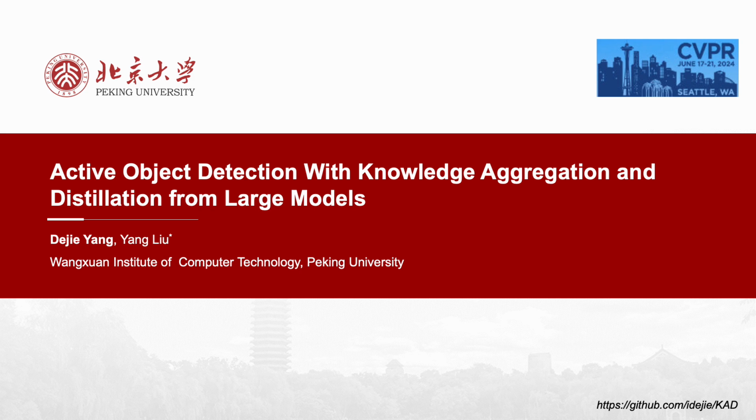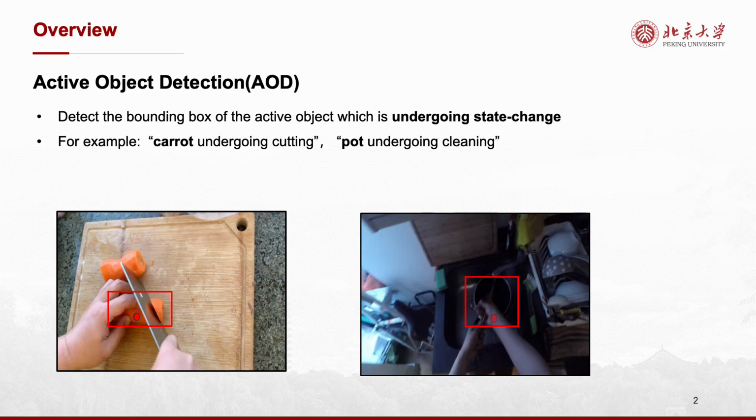Hi, welcome to our paper, Active Object Detection with Knowledge Aggregation and Distillation from Large Models, and we are from Peking University. Active Object Detection, abbreviated as AOD, has the goal of detecting the bounding box of the active object, which is undergoing a state change. For example, a carrot undergoing cutting, a pot undergoing cleaning.